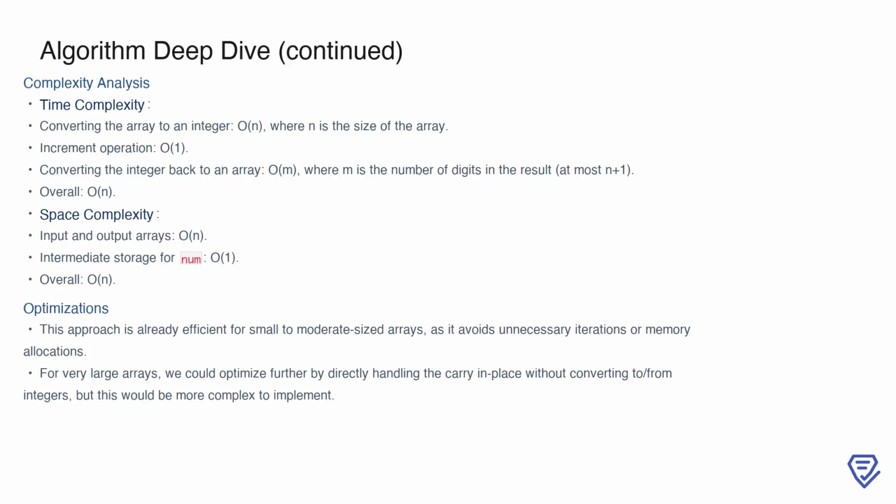However, for very large arrays, we could optimize further by directly handling the carry in place without converting between arrays and integers. While this would reduce the overhead of conversions, it would make the implementation more complex. For most use cases, the current approach strikes a good balance between simplicity and efficiency.